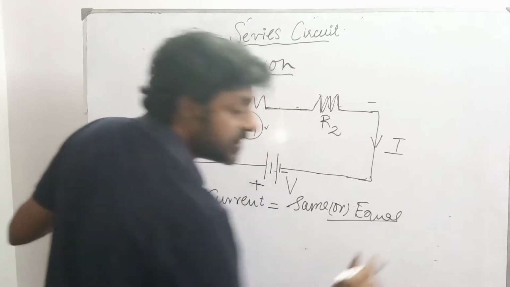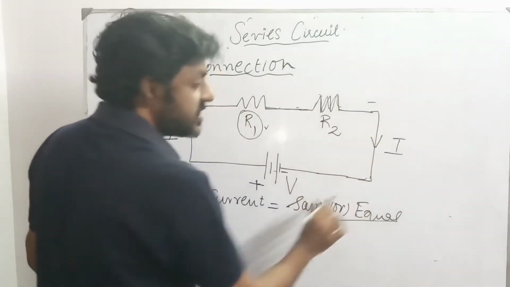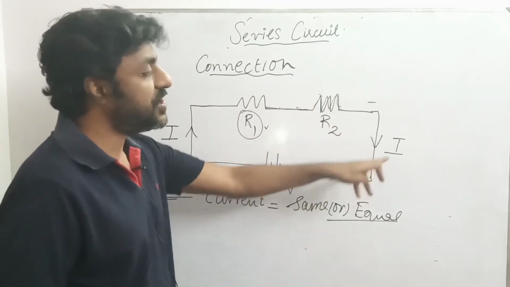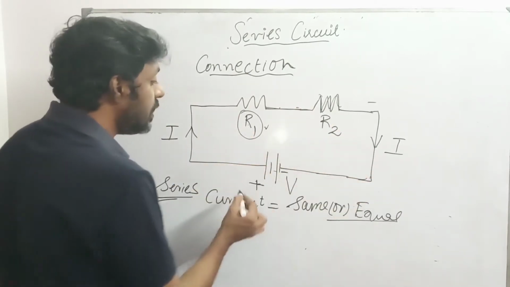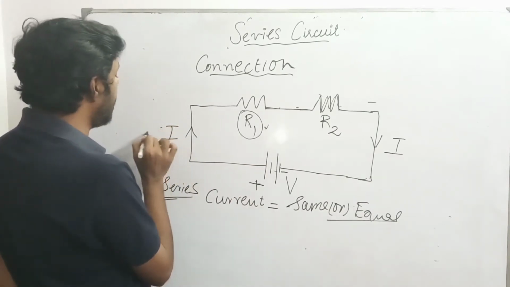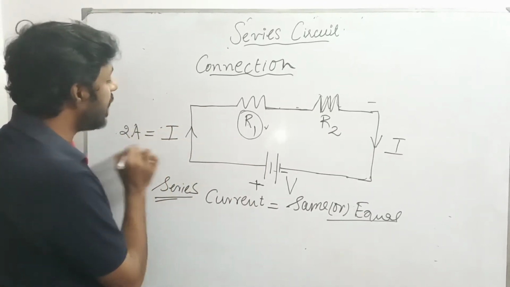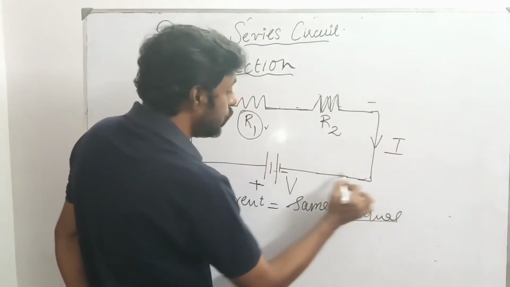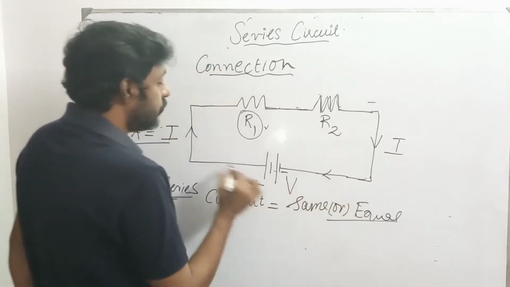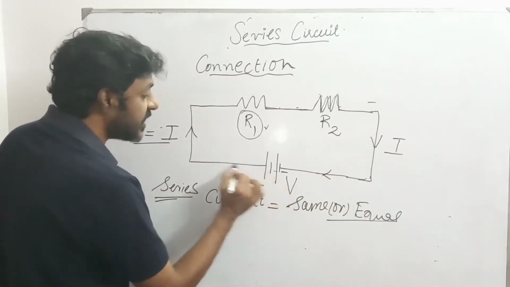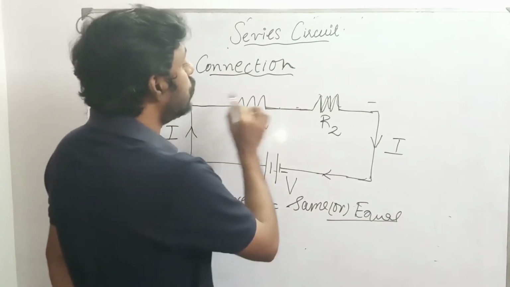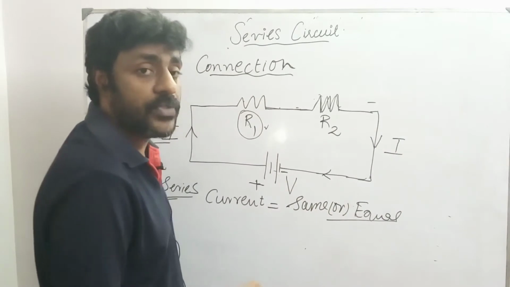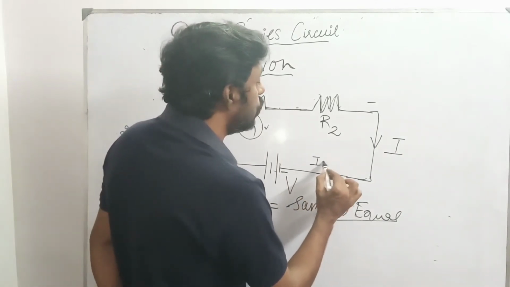It won't change. The value of the current will be constant through the entire loop. There won't be any change or deviation in the value of the current. For example, let us assume the value of I is 2 ampere. If the value of the current is 2 ampere, the same current will flow into the negative terminal of the battery. So 2 ampere current will flow outside the positive terminal of the battery. It passes through the resistors, and while it is entering into the negative terminal of the battery, I is equal to 2 ampere.